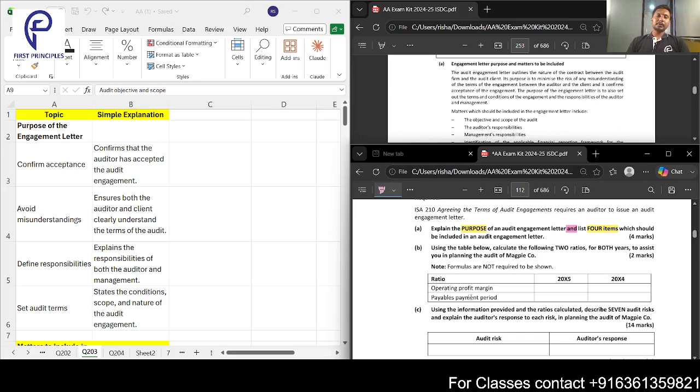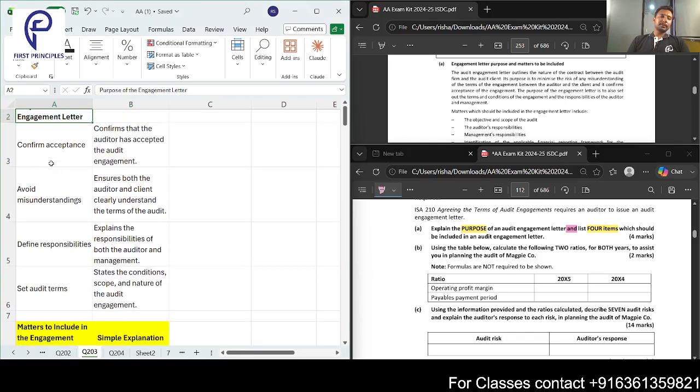So we'll look into this and in a very simple way we'll understand about this. Our topic is the purpose of the engagement letter. There are four purposes that you can see here. Firstly, it confirms acceptance. It confirms that the auditor has accepted the audit engagement. It's like a confirmation that okay, done. If a WhatsApp message gets a double tick, we know it's a confirmation that the message is delivered. Like that, confirming that the auditor has accepted the engagement is a manner of confirmation.